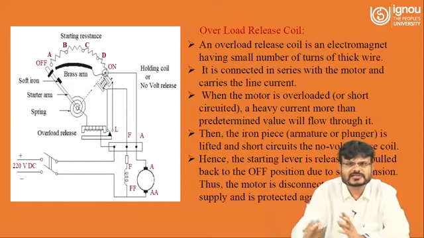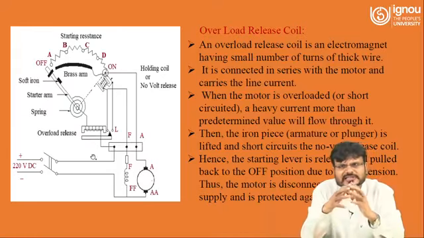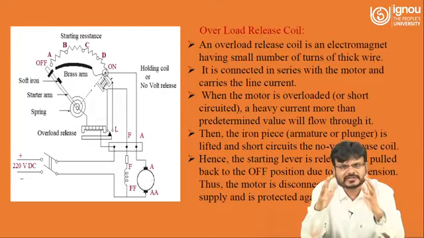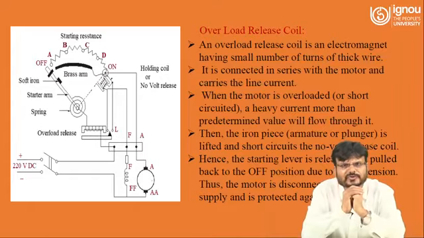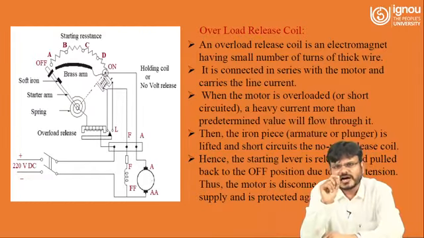Now we have to understand the function of the overload release coil. This one is an overload release coil. An overload release coil is an electromagnet, just like a no volt release coil, or holding coil, which has a small number of turns of thick wire. What is thick wire? Thick wire means the resistance is less, because R is equal to what? R is equal to rho L upon A.